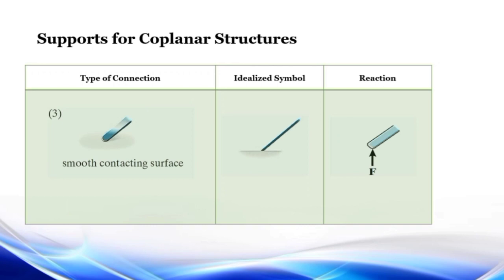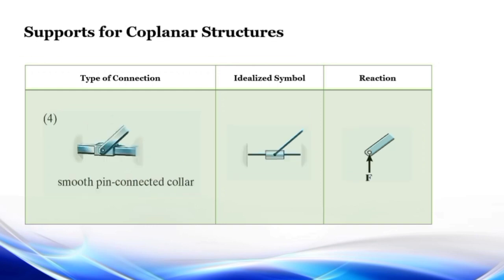We have here a smooth contacting surface. Naman yung ating idealized symbol for that. And for the reaction, we have only one unknown. The reaction is a force that acts perpendicular to the surface at the point of contact. The same sa sinabi ko kanina sa number 2. And number 4, we have here a smooth pin connected collar. So this is a symbol for a smooth pin connected collar. And we have only one unknown. The reaction is a force that acts perpendicular to the surface at the point of contact. So the same ito sa roller, sa rocker, smooth contacting surface, and smooth pin connected collar.